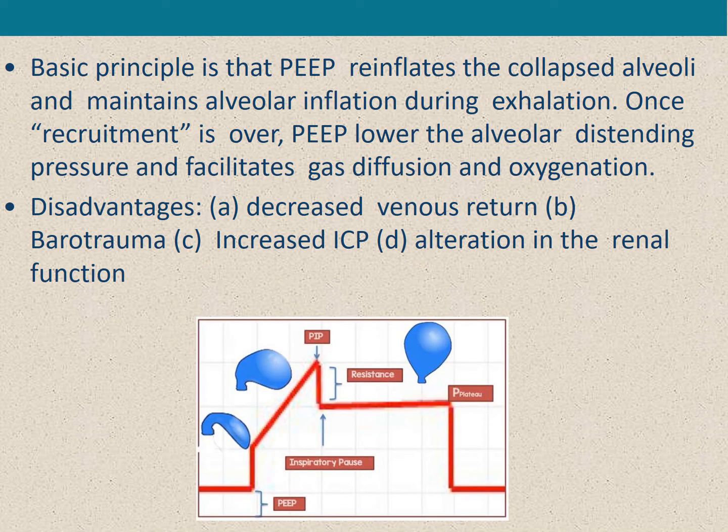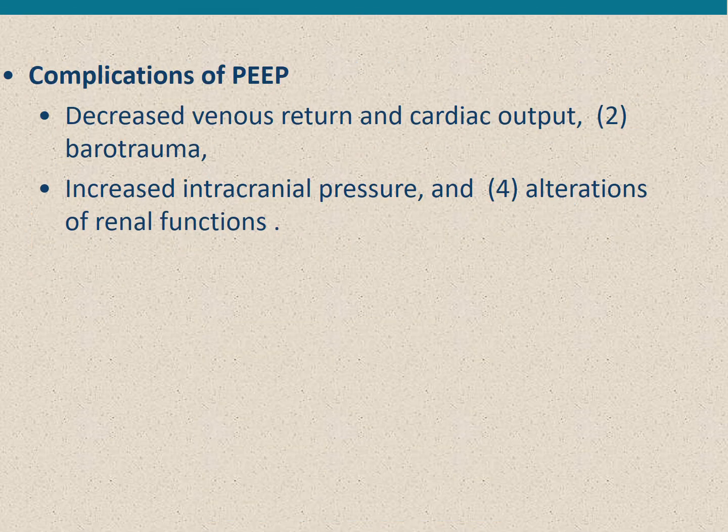The next step, after setting the rate, the FiO2, and the tidal volume, we'll set the PEEP. The basic principle is that PEEP reinflates the collapsed alveoli and maintains alveolar inflation during exhalation. PEEP also lowers the alveolar distending pressure and facilitates gas diffusion and oxygenation. Its disadvantages include a decrease in the venous return, barotrauma, increased intracranial pressure, and also alteration in renal function.